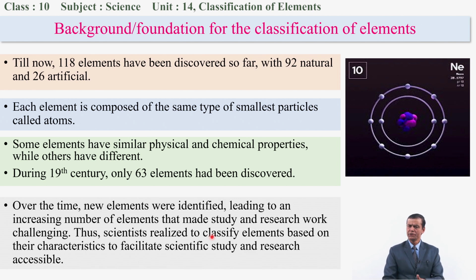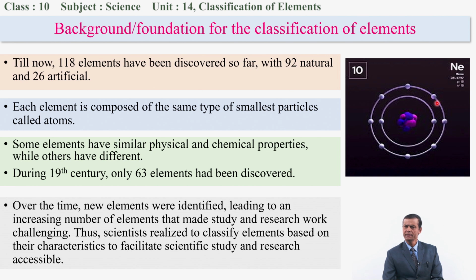Over the time, new elements were discovered. So if the number of elements increased, then it was difficult to study all the elements easily, and it was difficult for the research work. So scientists realized they should classify the elements based on their characteristics to make scientific study and research accessible.